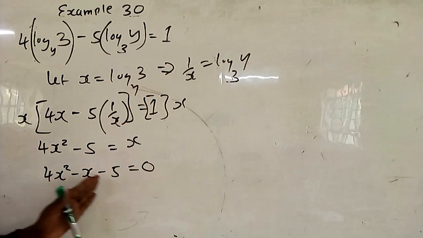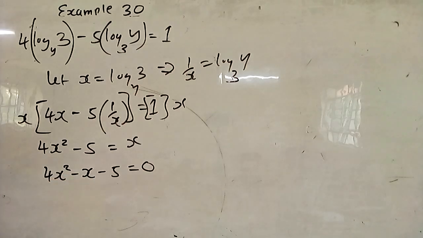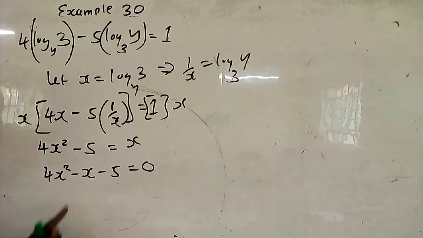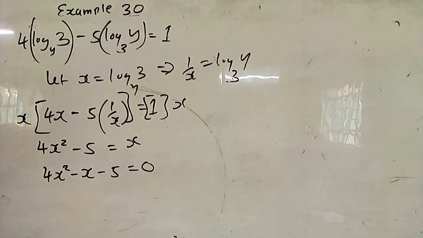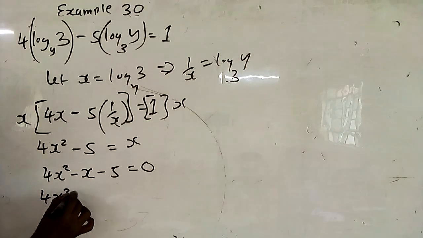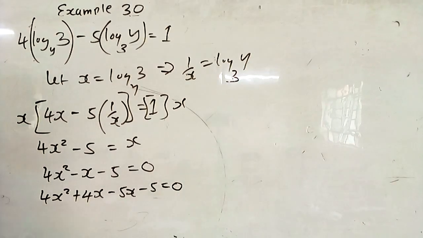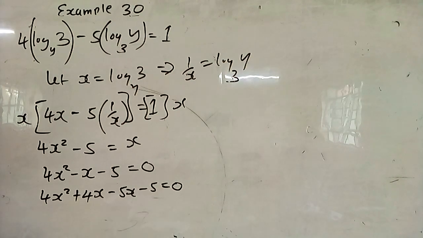So you use either the quadratic formula or factorization, isn't it? If factorization is not working, you go to the quadratic formula. So here we have a product of negative 20 and a sum of negative 1. Those numbers are 4 and 5. So which one is negative? 5, isn't it? So it is positive 4 and negative 5. Are we together there? So here we have 4x squared plus 4x minus 5x minus 5 equals 0. If the quadratic formula is easier for you, that is what you use, isn't it?